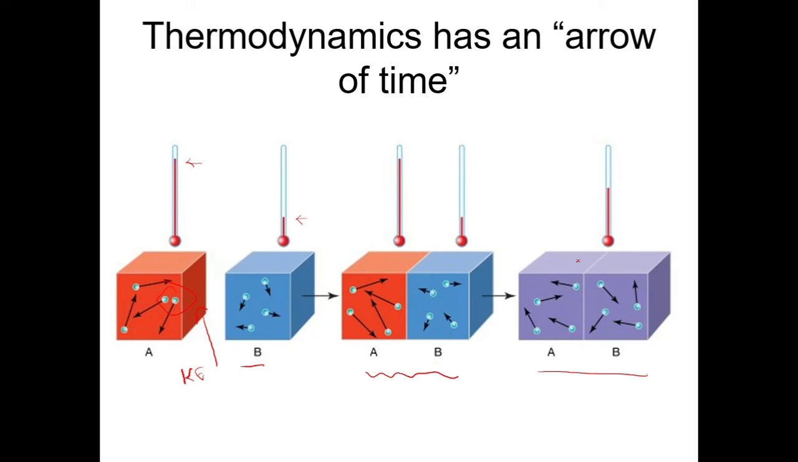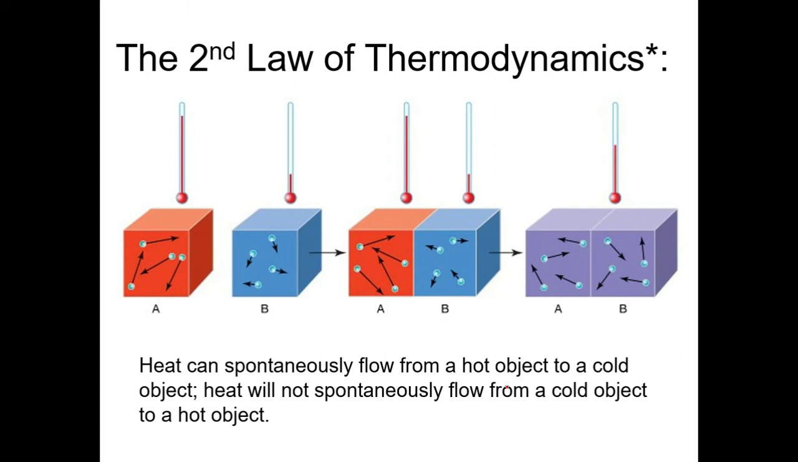Would you ever expect this process to go backwards? So I have these two purple blocks on the right, and spontaneously after bringing them together, I see block A get hotter and block B get colder. Absolutely not. So this idea of an arrow of time, this is the second law of thermodynamics.